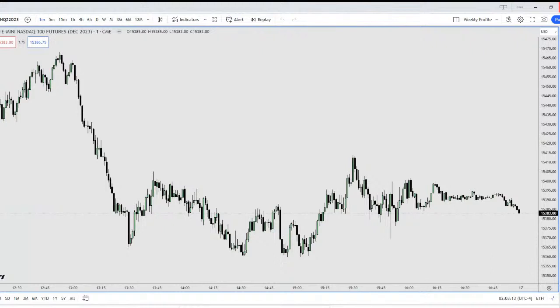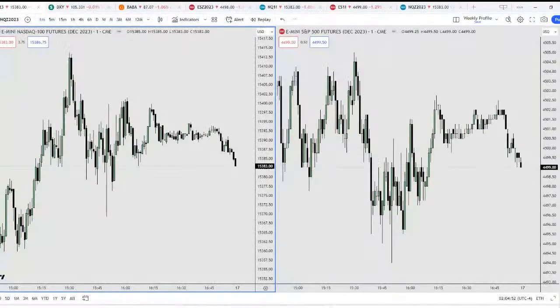Okay, I'm encountering some problems here. I need to reset TradingView. It's not loading. Okay, let me try this again. Okay, it should be up now.